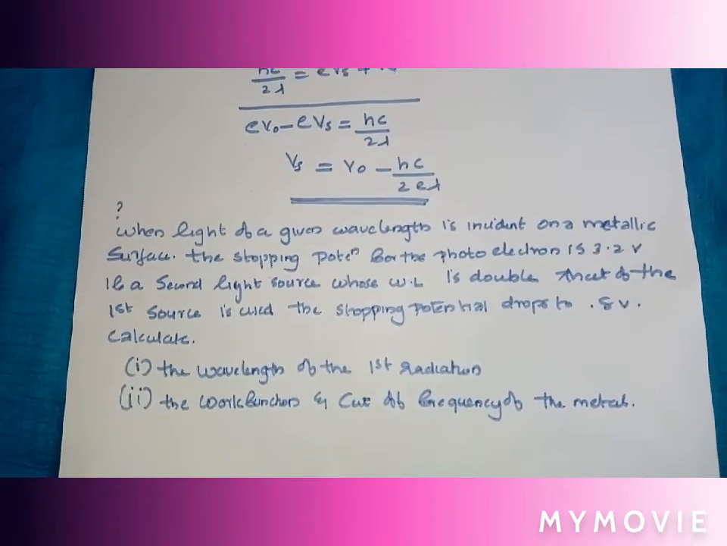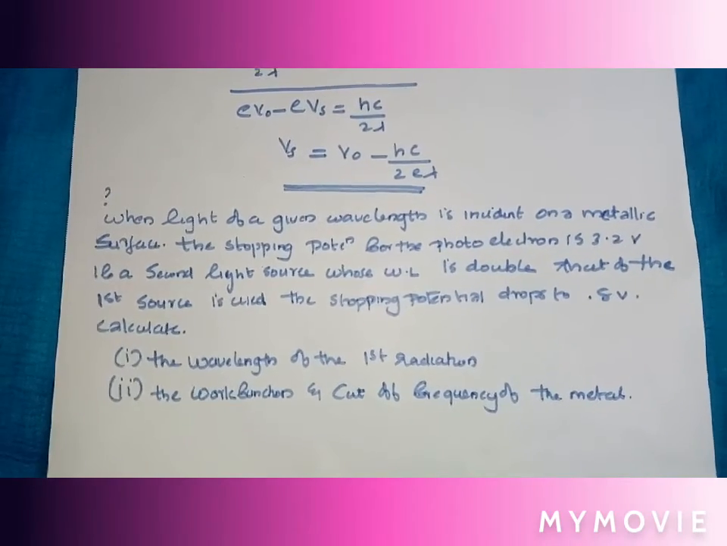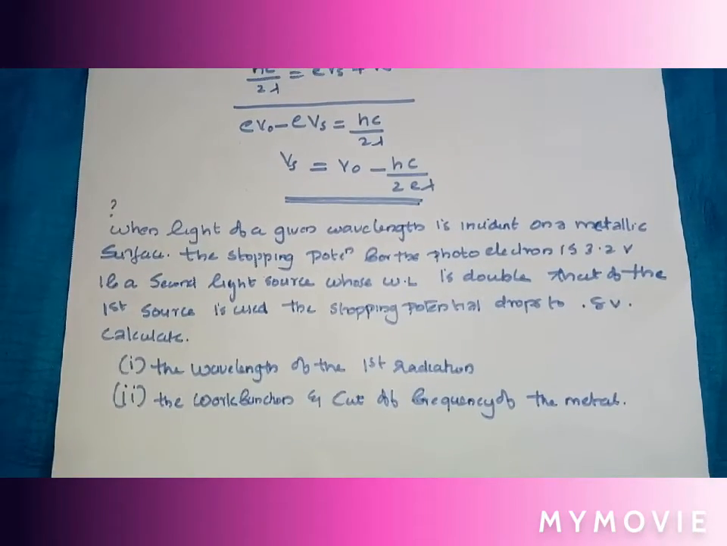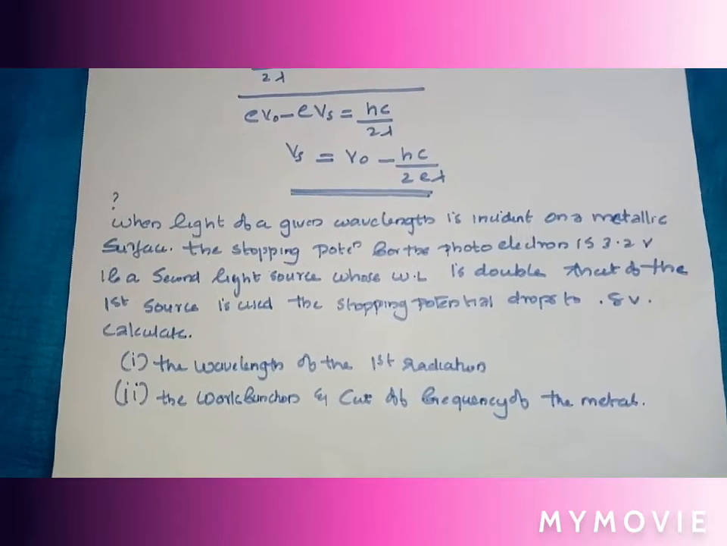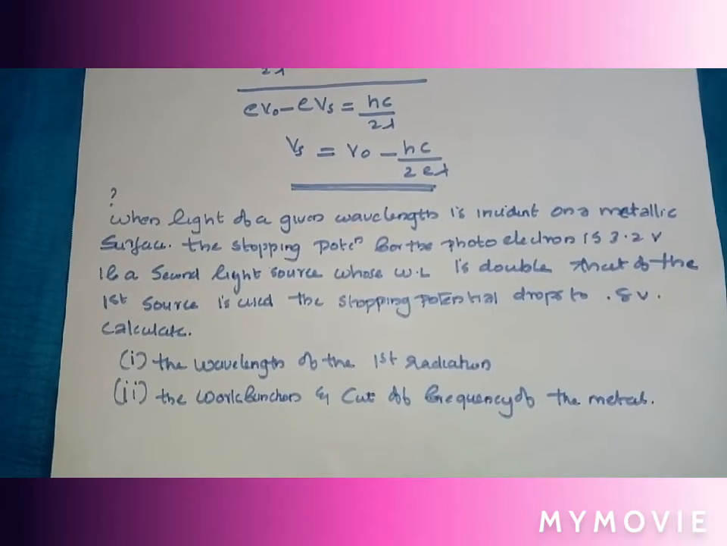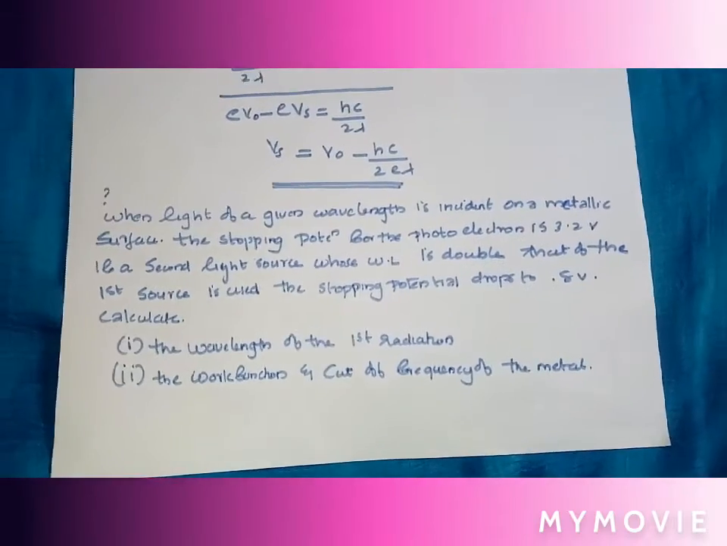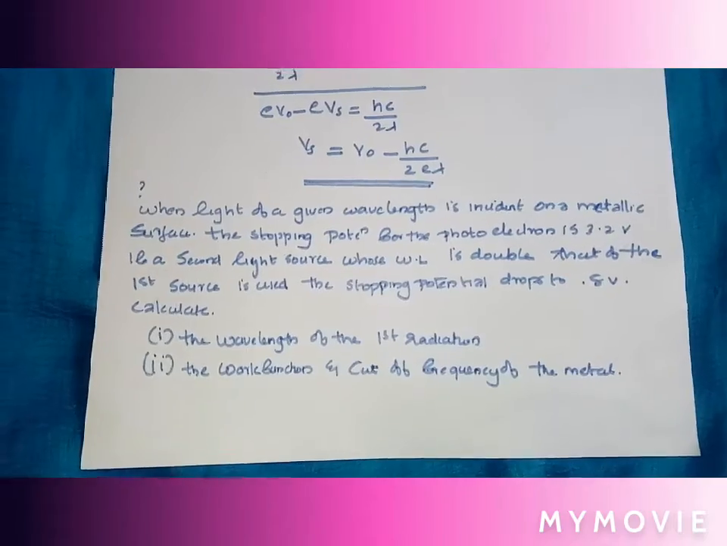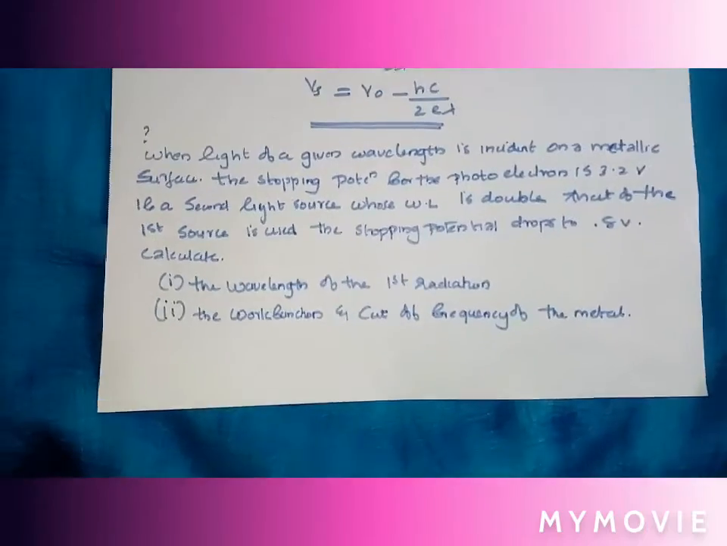Next question, when a light of given wavelength is incident on a metallic surface, the stopping potential for the photoelectron is 3.2 volt. If a second light source whose wavelength is double that of the first source is used, the stopping potential drops to 0.8 volt. Calculate the wavelength of the first radiation, the work function and the cut-off frequency of the metal. The potentials are given, that means the kinetic energies of the two radiations are known, but we have to find the wavelength and also the work function and cut-off frequency of the metal.